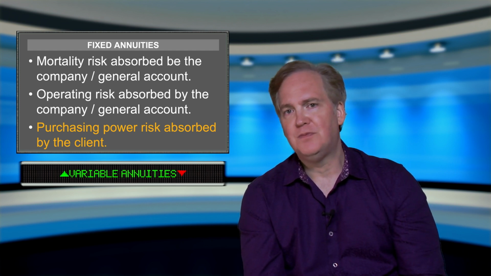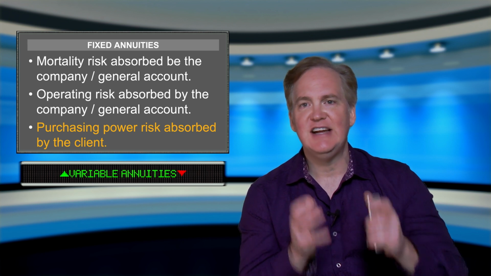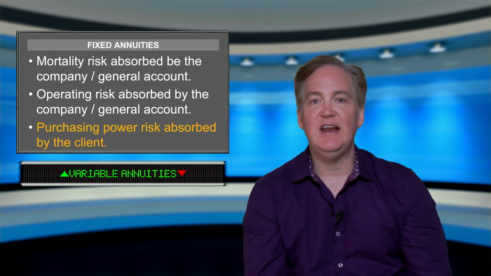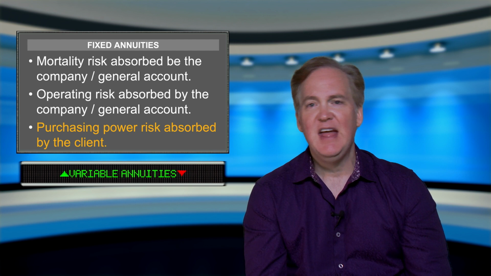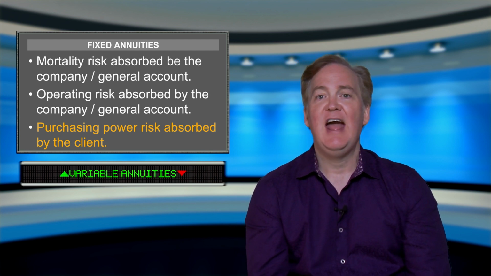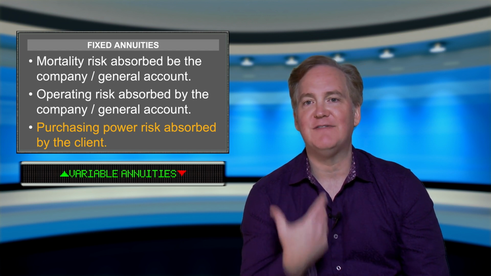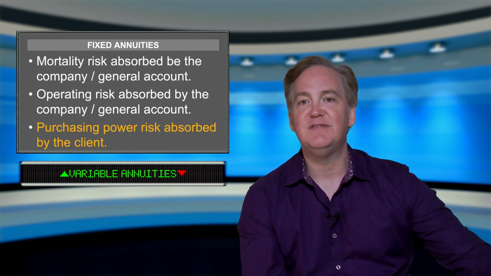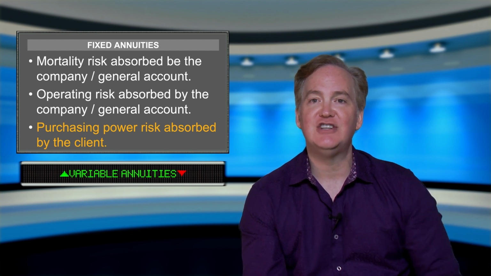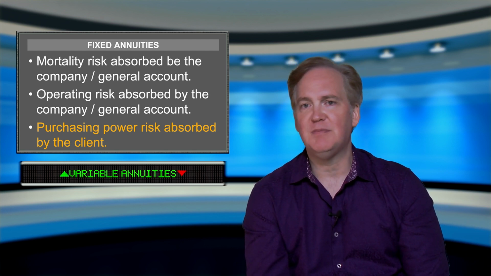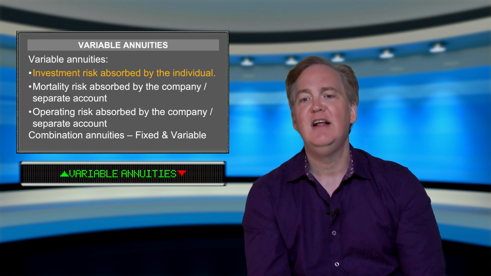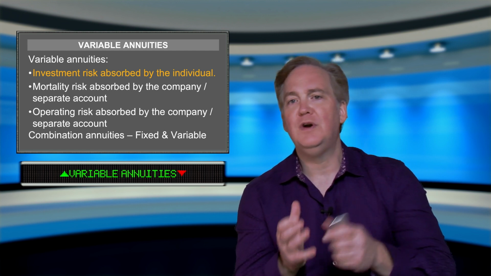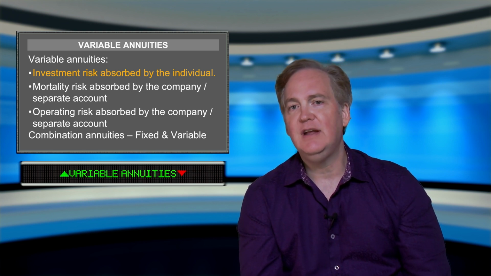What is absorbed by the individual in a fixed annuity contract is the purchasing power risk. The risk that inflation comes into play and the guaranteed rate is not high enough to offset inflation. If the guaranteed rate was perhaps 3% and inflation started to really heat up and was running at 4%, well, this individual would end up worse off each year because of the loss of value of the dollar through inflation. So purchasing power risk is absorbed by the annuitant with a fixed annuity contract. The individual who wishes to try to outpace inflation would be more appropriate for a variable annuity contract.